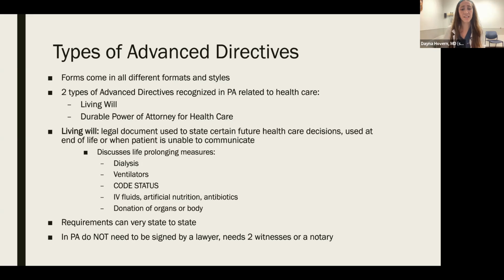It can vary from state to state, as I previously mentioned. And in the state of Pennsylvania, it does not need to be signed by a lawyer, but it does need 2 witnesses, or it needs to be notarized. And if you happen to be in the hospital when you're completing this paperwork, I know at Jefferson, we do have a notary, so we can help you fill out these documents before you leave the hospital.